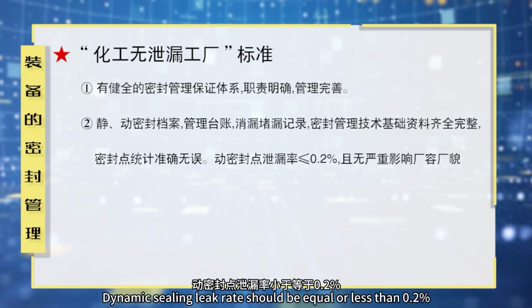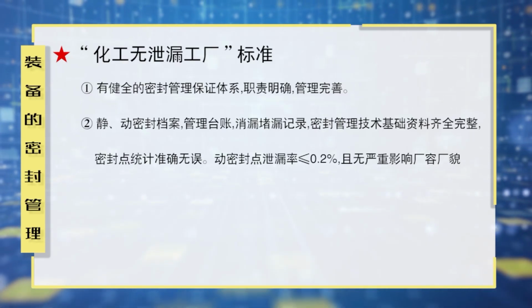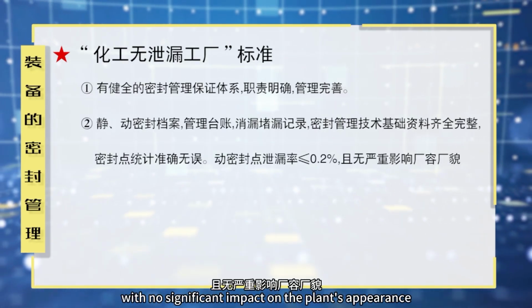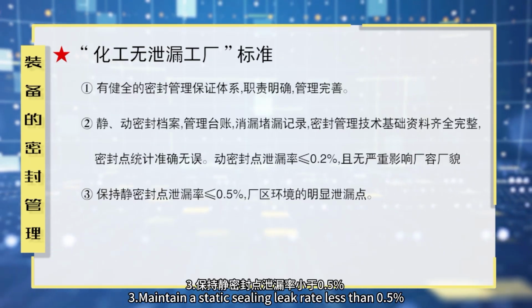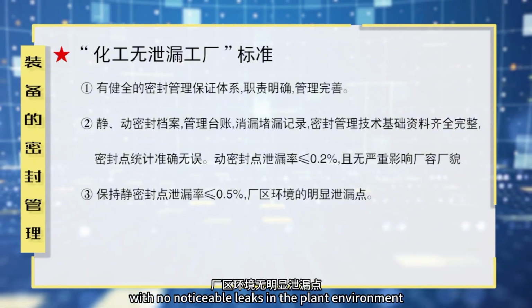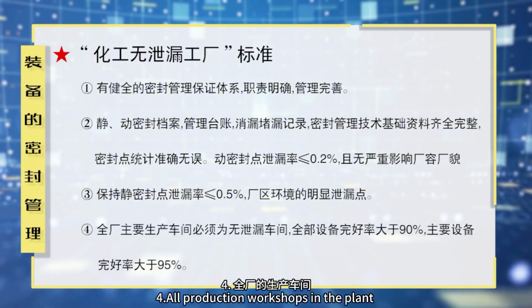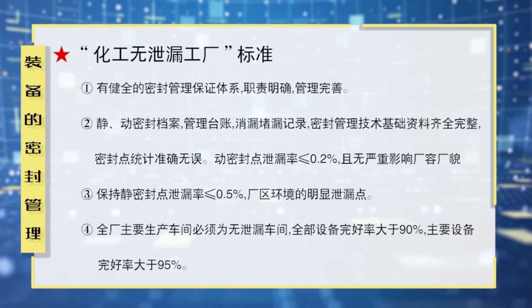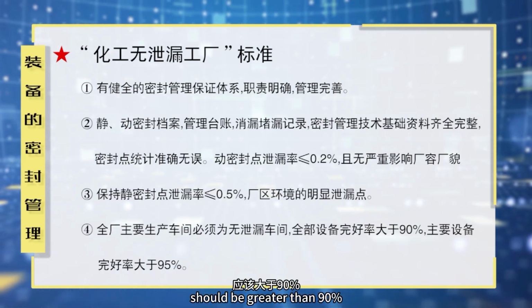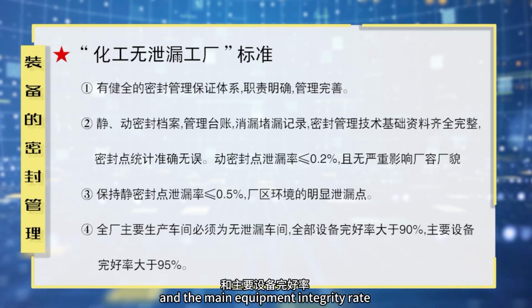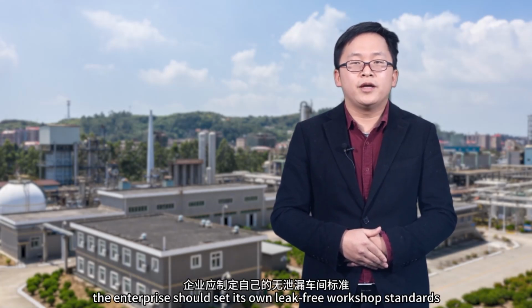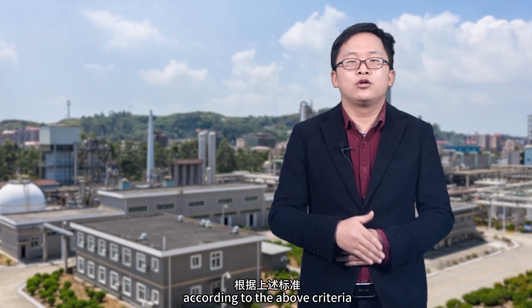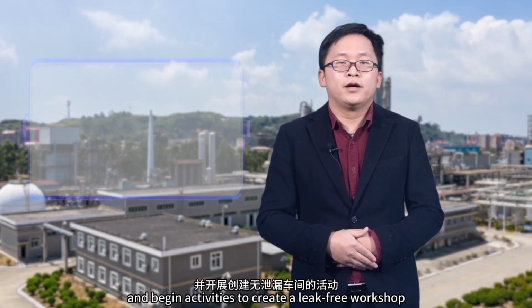Dynamic sealing leak rate should be equal or less than 0.2% with no significant impact on the plant's appearance. Third, maintain a static sealing leak rate less than 0.5% with no noticeable leaks in the plant environment. Fourth, all production workshops in the plant must be leak-free workshops. The overall equipment integrity rate should be greater than 90%, and the main equipment integrity rate should be greater than 95%. Finally, to establish a chemical leak-free plant, the enterprise should set its own leak-free workshop standards according to the above criteria, and begin activities to create a leak-free workshop.